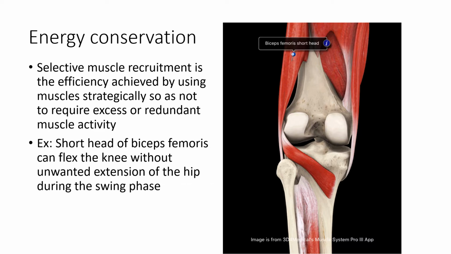As we get older, we tend not to be able to conserve energy as well when it comes to using our muscles appropriately with activities such as gait. An example of this would be the short head of the biceps femoris can flex the knee without unwanted extension of the hip during swing phase.